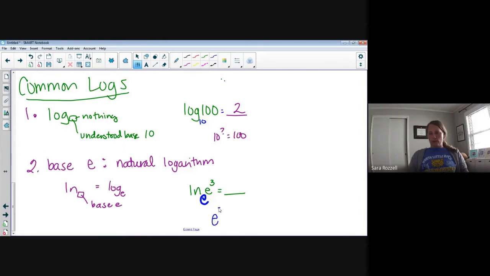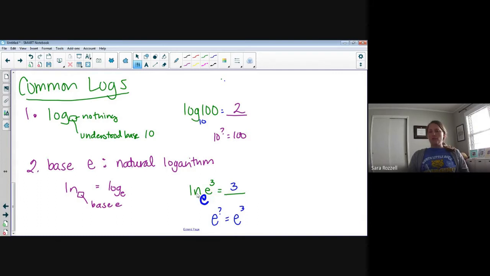So e to what power is going to equal e to the third? Anybody think they know? It's not a trick question. E to the what is equal to e to the third? E to the third. 3. Yeah, it's just 3. So e to the third is equal to e to the third.